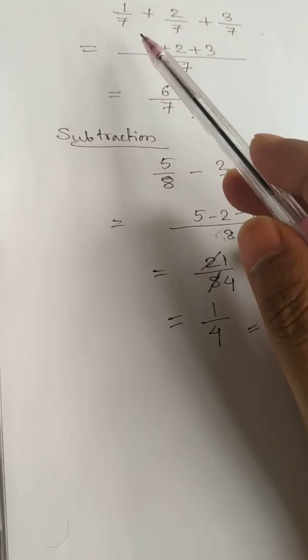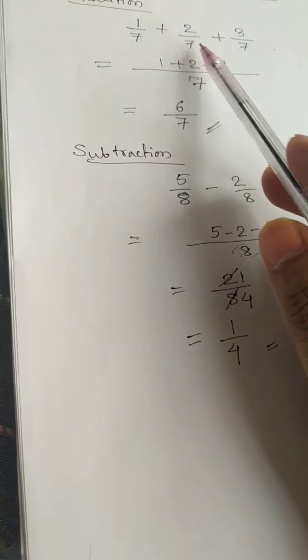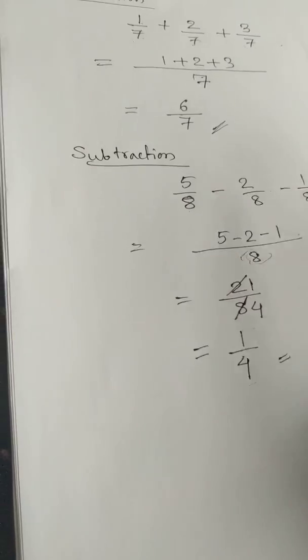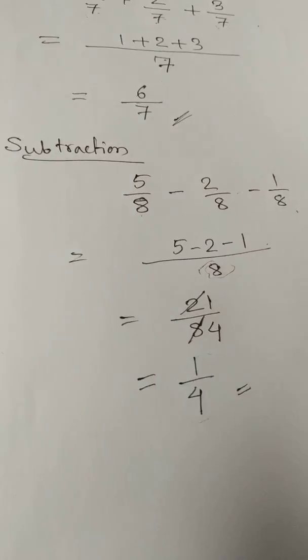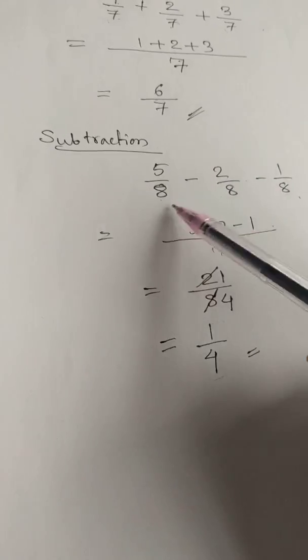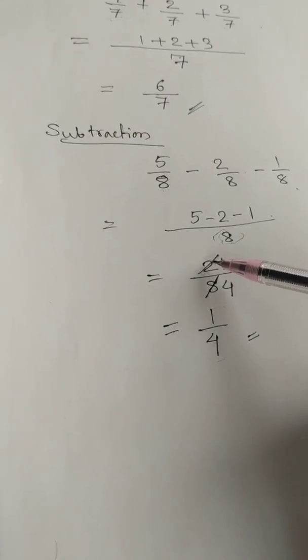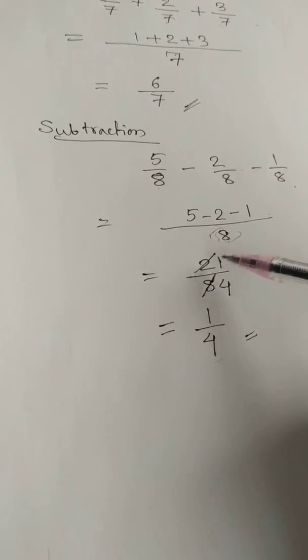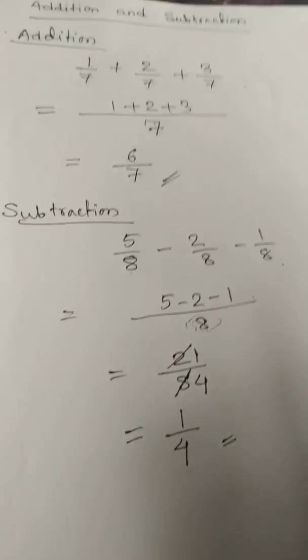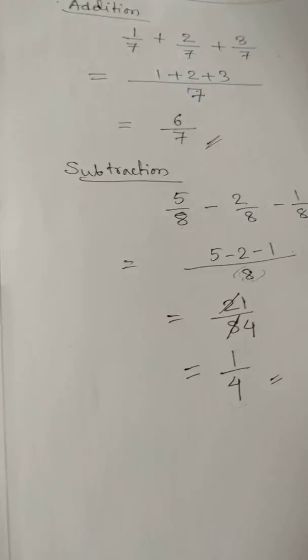So if you have same denominators, the addition and subtraction is very easy. You don't need to do any sort of LCM. You just need to put the same number and just do the subtraction or addition. And finally, if you can reduce the fraction to its lowest term, you need to do that as well. I hope that's clear.